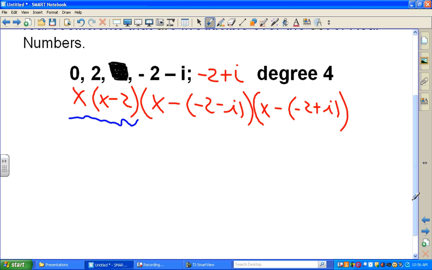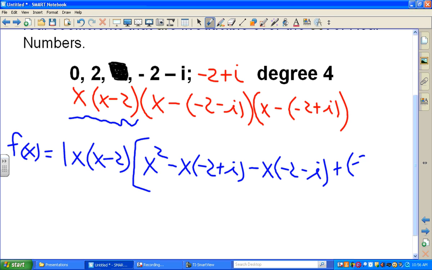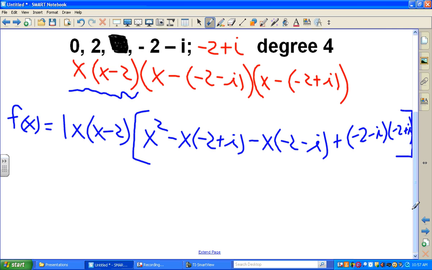So, f of x, and we know it's going to have a 1 out in front because it said so, x minus 2, and I'm going to use my FOIL here to do some multiplying. So it's going to be x squared minus x times -2 plus i. There's other ways you can do this, but I do it this way. Why? I don't know, but I just do. Plus -2 minus i, -2 plus i. And usually I'm ready to clean house pretty quick when it comes to the final answer.